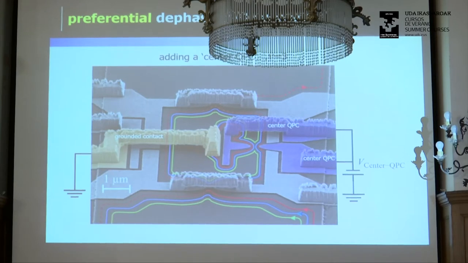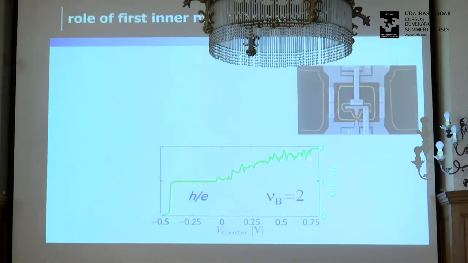I can dephase each of these three modes as I wish by throwing them into an ugly ohmic contact that is grounded. Okay, so let's see the experiments. First of all, we go to filling factor 2, where everything is normal. And then I'm looking at this particular QPC. You see you go from 2, then to 1, then to 0. And I wrote here h over e because this is the oscillation of h over e.